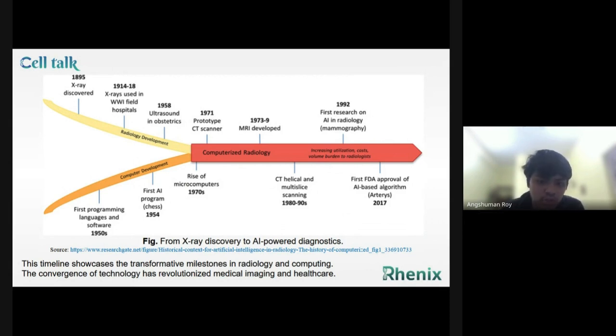The biggest milestone here is the first FDA-approved AI-based algorithm, which was developed by the company Arterys. It was an algorithm for MRI scanning, and it laid the foundation for AI-assisted healthcare.